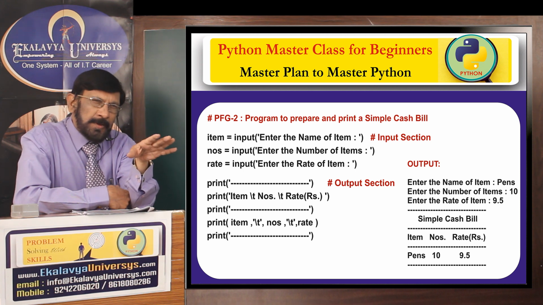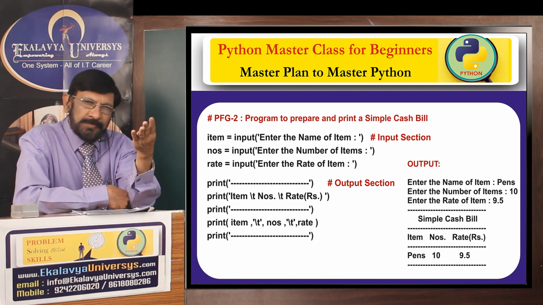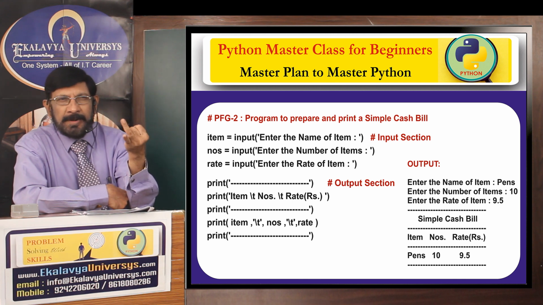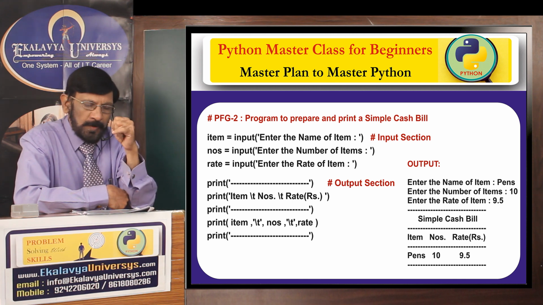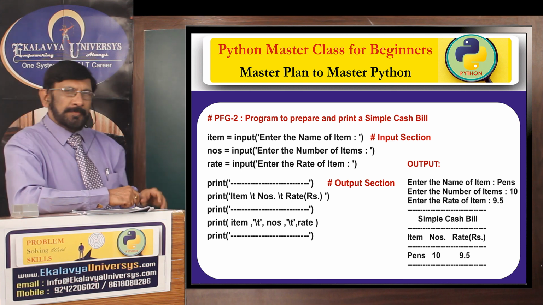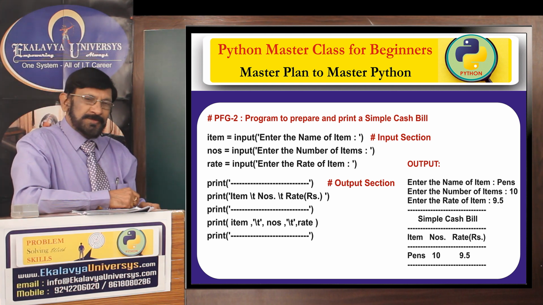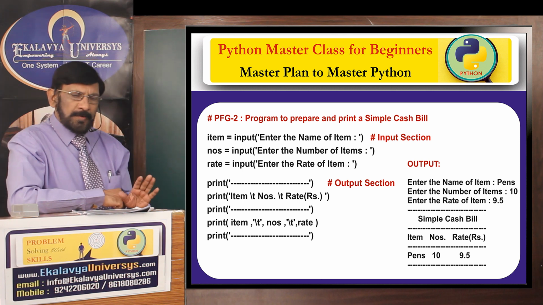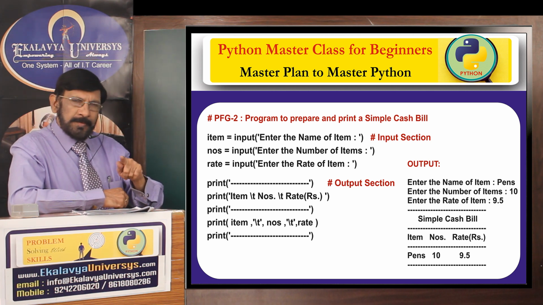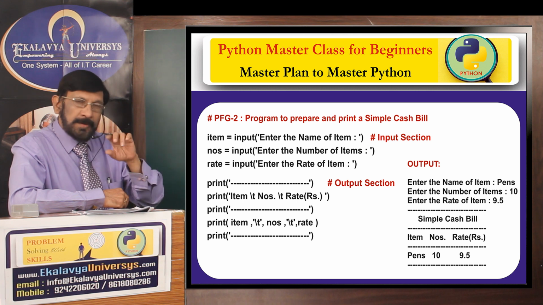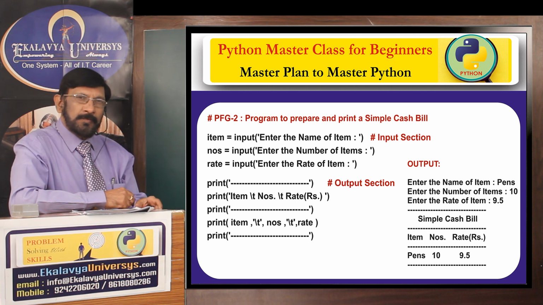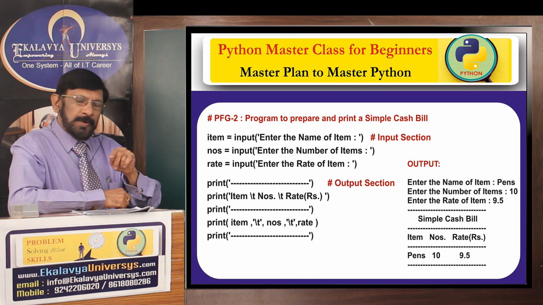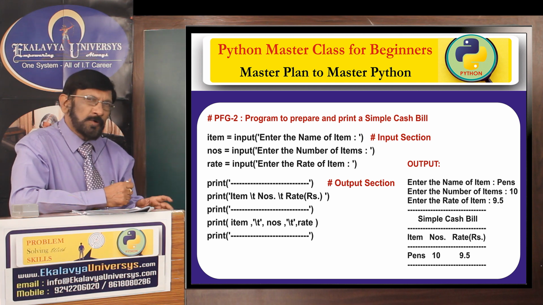In any cash bill, you can find four elements. First one is item name, second one is number of items, third one is rate per unit, fourth one is amount. As far as this program is concerned, the amount is missing. As I told you already, we go by simple steps. If you want to write the complete cash bill, you can write it in the fourth program, where you can find the fourth element, amount, also.